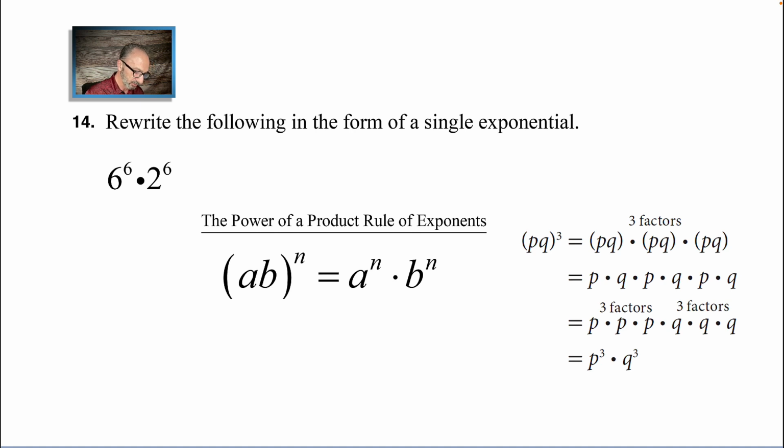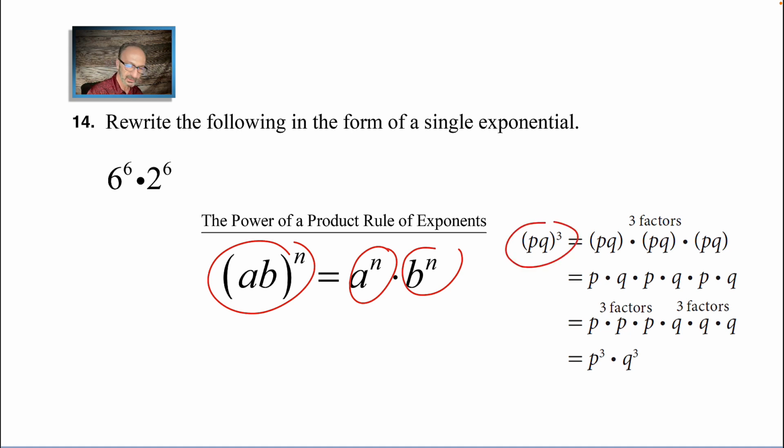The power of a product rule of exponents says A times B all together to the power n. We could apply the exponent n to A and to B. Let me show you quickly why this is true. For example, P times Q to the power 3 means multiplying PQ by itself 3 times, 3 factors. Rearranging, I could have P in the front, Q at the end, and you end up with P to the third, Q to the third. So this is true.